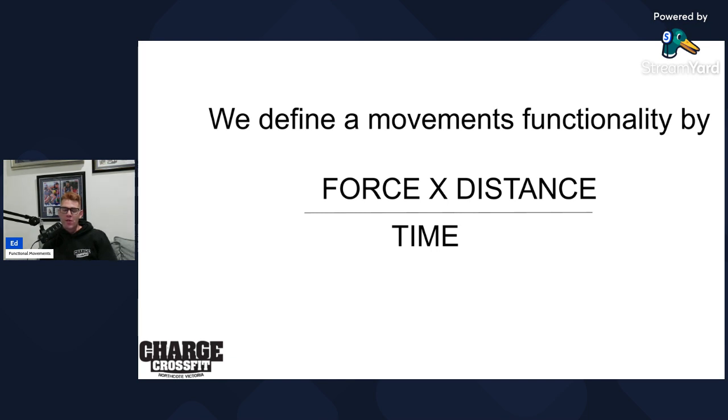So we define functional movements by their ability to do the following. They can move large loads, long distances quickly. And this gives us this equation that you see on the screen right now. Functional movements, when I use the large loads, long distances quickly definition given to us by Greg, I can build an equation for average power, which is force, distance, and time. So force times distance divided by time.